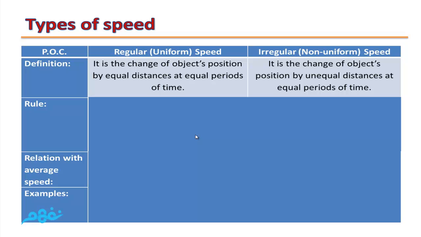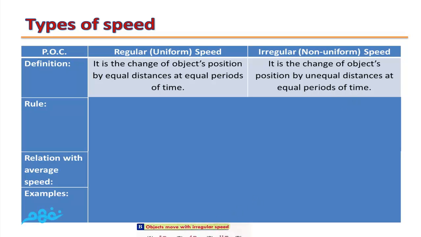But what's meant by irregular speed? It is the change of object position by unequal distances at equal periods of time, or we can say it is the change of object position by equal distances at unequal periods of time.